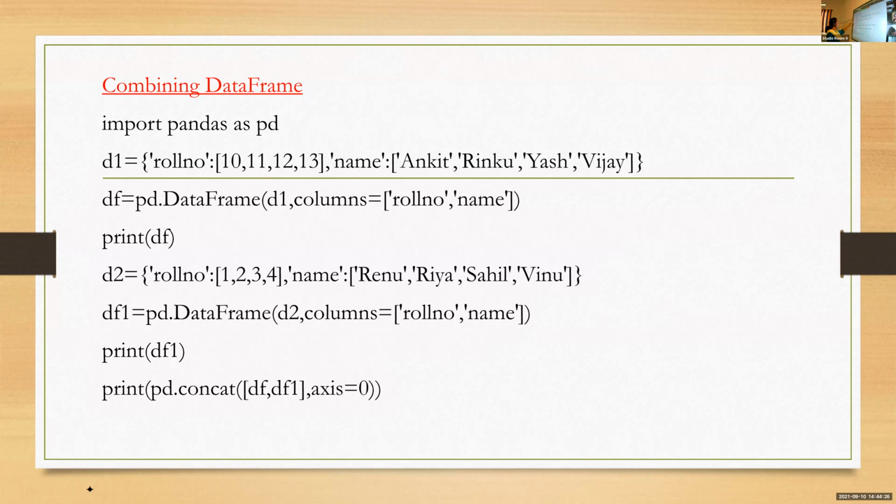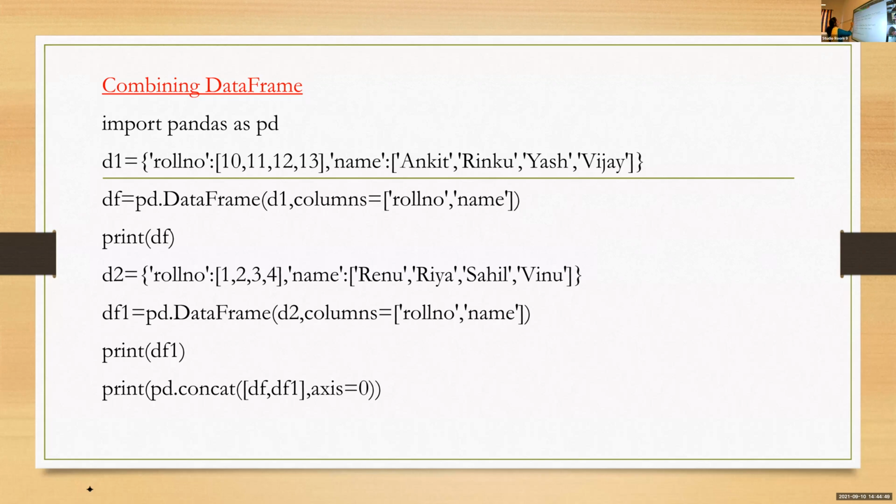There are two data frames, the first one is df and the second one is df1. I want to join these two data frames: first I want to display the content of df, after that I want to display the content of df1. For that purpose we are using combining data frames, joining data frames.